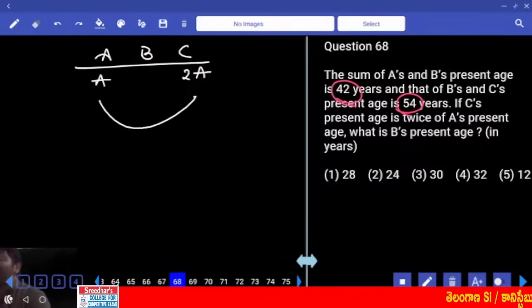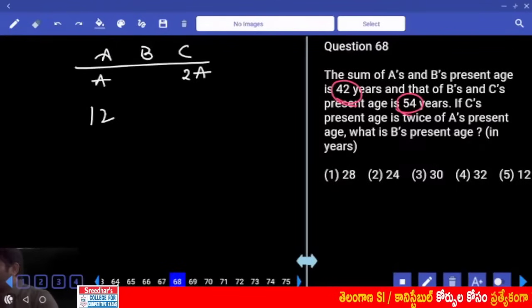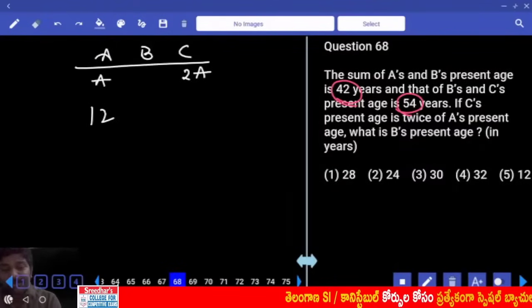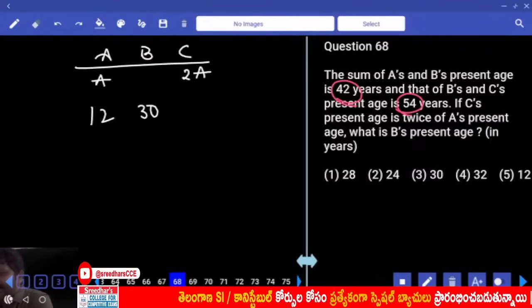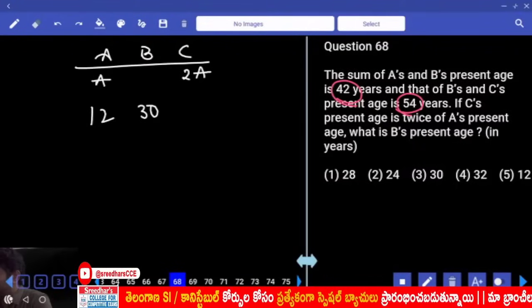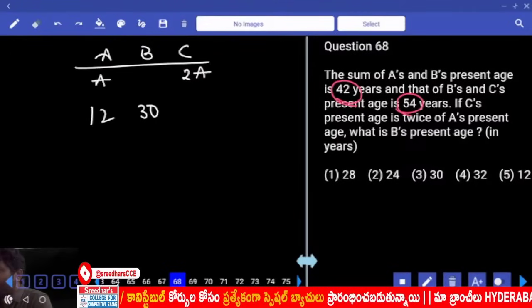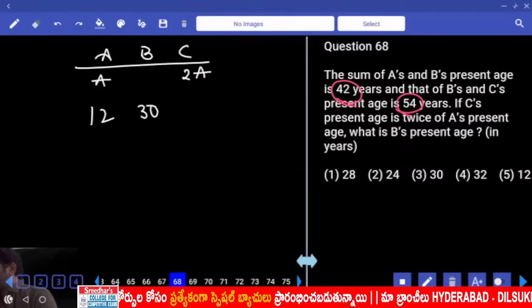How much is that in terms of years? If A is 12, and the sum of A and B is 42, right? Then B must be 30. B's age is 30. Done. Followed?